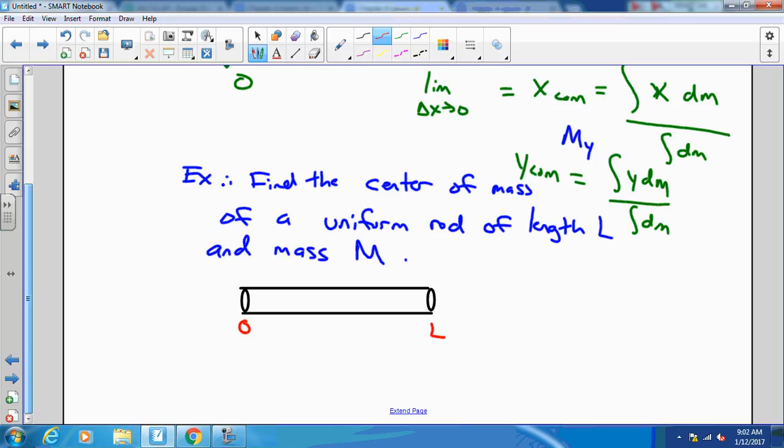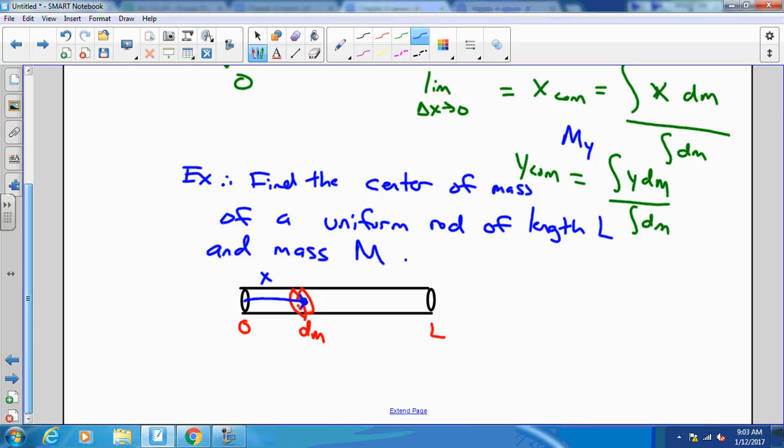Now comes the integration part. And to set up the integration part, I'm going to subdivide that rod into lots of little tiny pieces dm. Here is one of them. This is a representative piece dm. And I'm going to add up the positions times masses for all of these pieces dm in order to get the total moment. And then I'm going to divide that by the total mass of the rod. Well, how do I accomplish that?